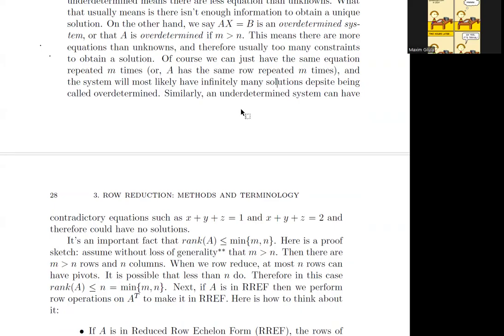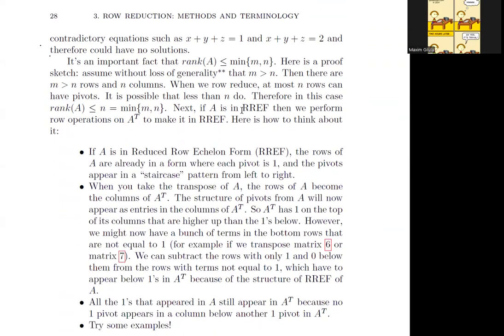So similarly, an underdetermined system can have contradictory equations, like x plus y plus z is 1, x plus y plus z is 2, and could have no solutions. But notice with a homogeneous system, this never happens. It's an important fact that the rank of A is less than or equal to the minimum of the number of columns and the number of rows.